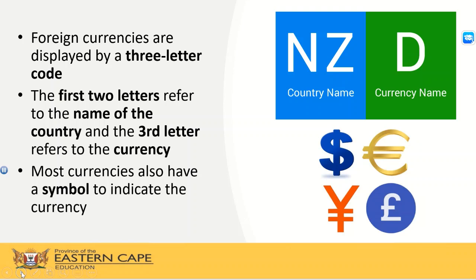If I could just draw your attention to the right-hand side top of your screen, you will see in the blue and green blocks that are there, NZ stands for New Zealand, and the currency name in that particular case is the dollar. So there would be referring to the New Zealand dollar. And at the same time, you will also see that most currencies have a symbol to indicate the currency, and that is given on the bottom right-hand side of your screen. There you have the symbols for the dollar and the euro, the yen, and the British pound.